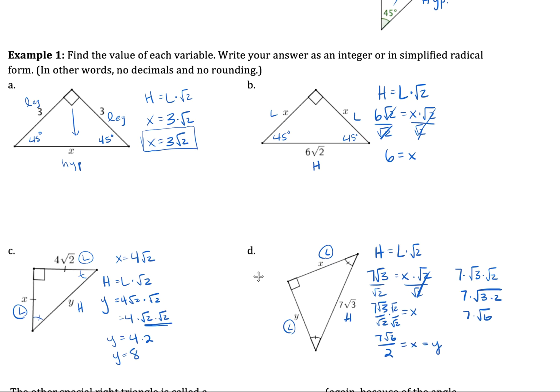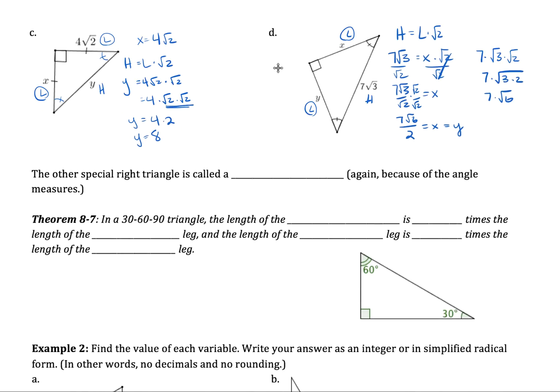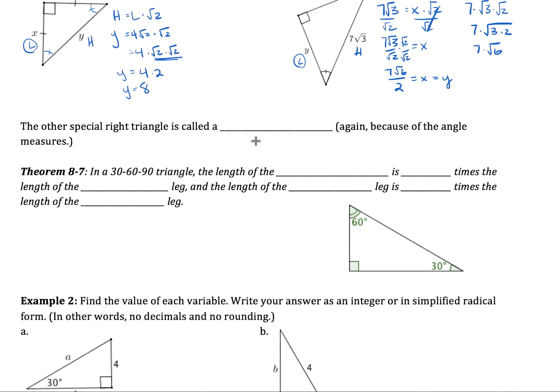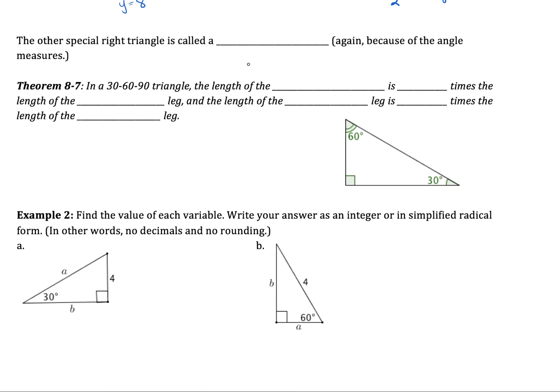The next special triangle that we're going to learn about, they're called 30, 60, 90s, or a 30, 60, 90 triangle. Again, that's because of the angle measures. So these are going to have a 30-degree angle, a 60-degree angle, and a 90-degree angle. Makes them 30, 60, 90 triangles.